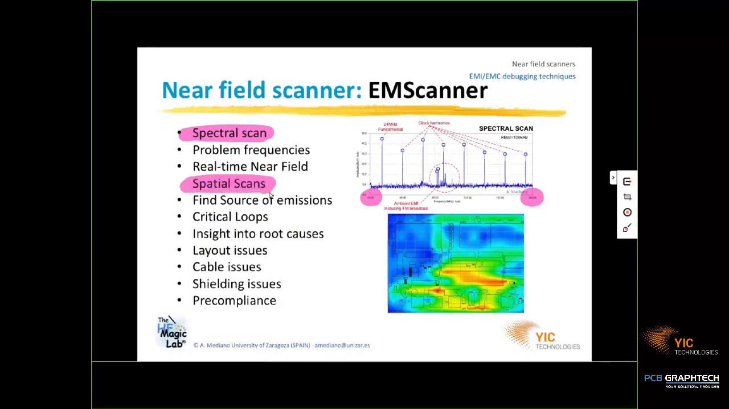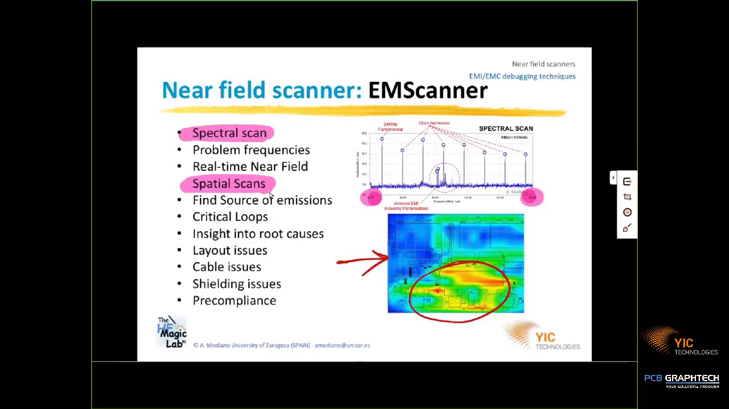For these frequencies, or for any specific frequency, you can create this kind of plots where you are able to identify that specific frequency that is of interest for you, where it is located in your layout, where it is located in your cables, where it is located in your enclosure. And then you can apply fixes, capacitors, ferrites, some change in the software, and then you will be able to try to solve the problem.